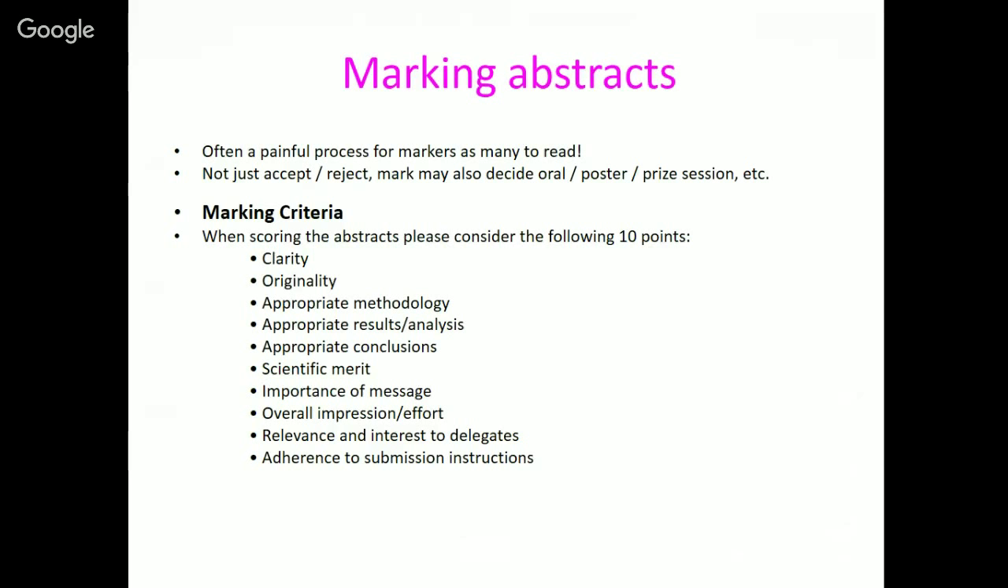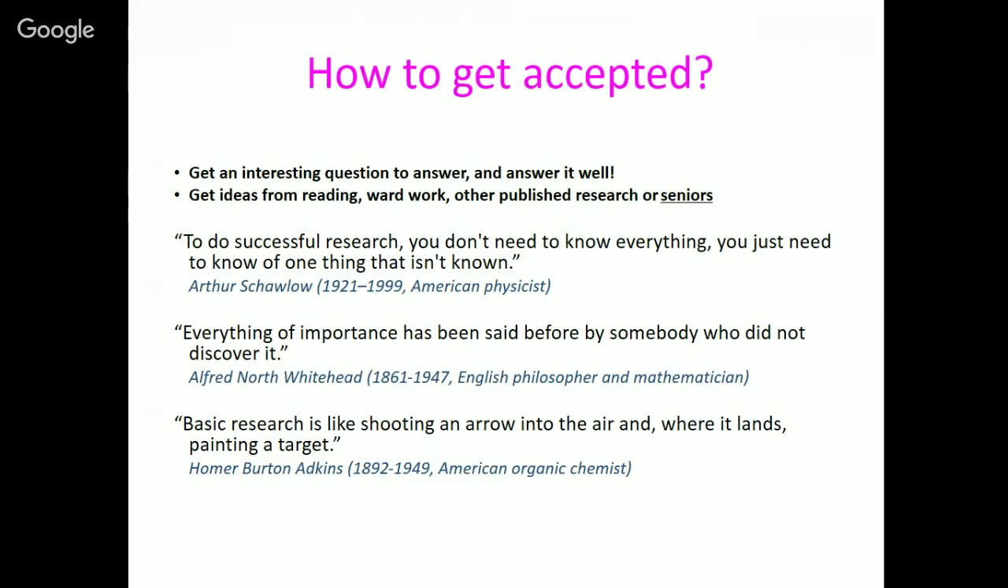A few quotes that I think are very important in summarizing the general approach to this is that it's important to get an interesting question and to answer it well. And it's important to get other people's input to help you do that, particularly when you're first starting out. But I like Arthur Shallow's quote about the fact that to do successful research, you don't need to do everything. You don't need to know everything, but you just need to know of one thing that isn't known already. So what's the one thing that you can pick out that's an interesting clinical finding that perhaps isn't previously reported?